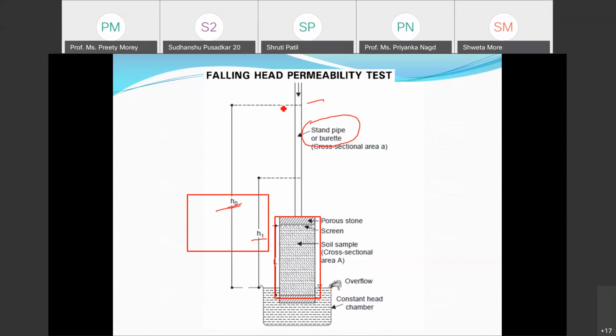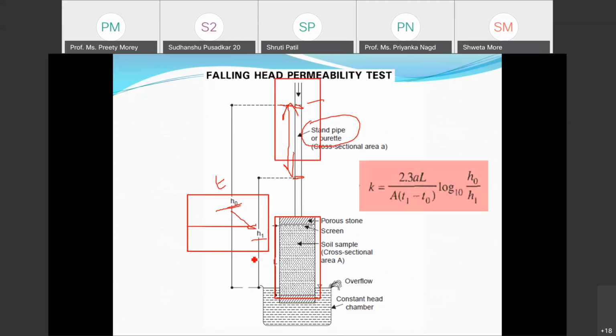the water level in the standpipe will reach, suppose, this level. So this is the amount of head which has been lost. Okay, so this is the amount of head which has been lost. So from H0 to H1 it has come, and the time here was T0, it has come to T1, or say T1 to T2, T3 to T4. So likewise, you measure different heads at different times and get the coefficient of permeability by using this equation: K is equal to 2.3 a L upon A into (T1 minus T0) log of H0 upon H1 to the base 10.